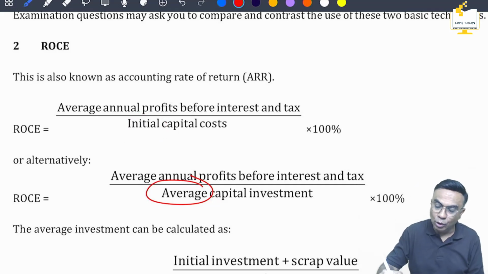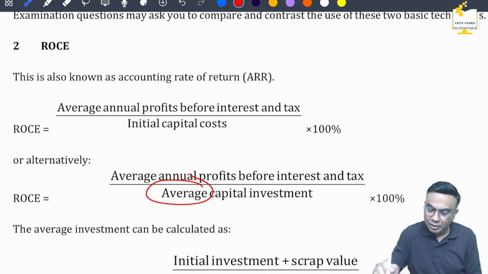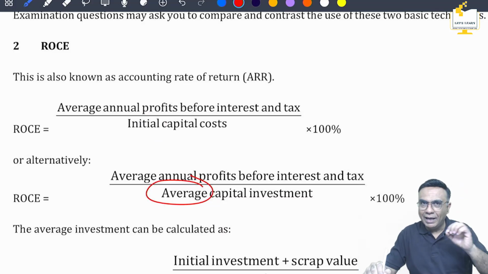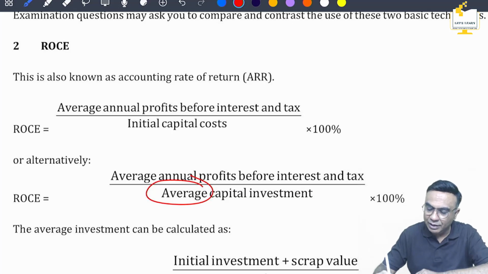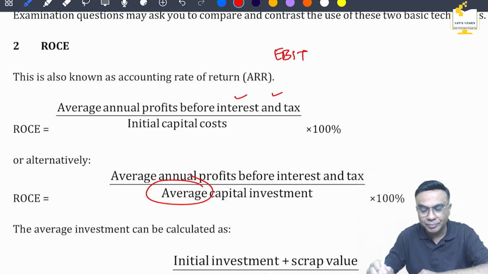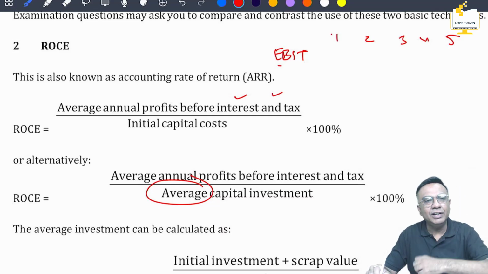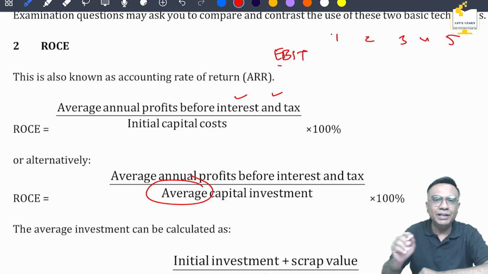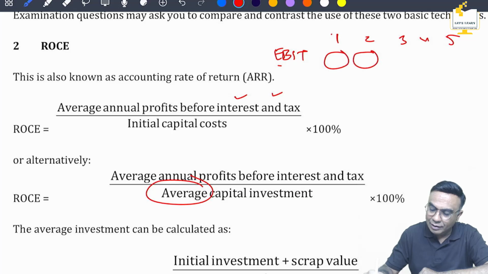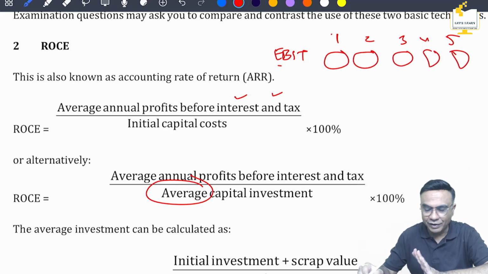Now sir, what is the logic of this calculation? Say for example, you are planning a project, and we have some estimation of EBIT, profit before interest and tax, for year 1, year 2, year 3, year 4, year 5. In different years, we are expecting different cash flows, different profit, EBIT. So we have to add all, divide by 5, and then we divide by initial capital cost.